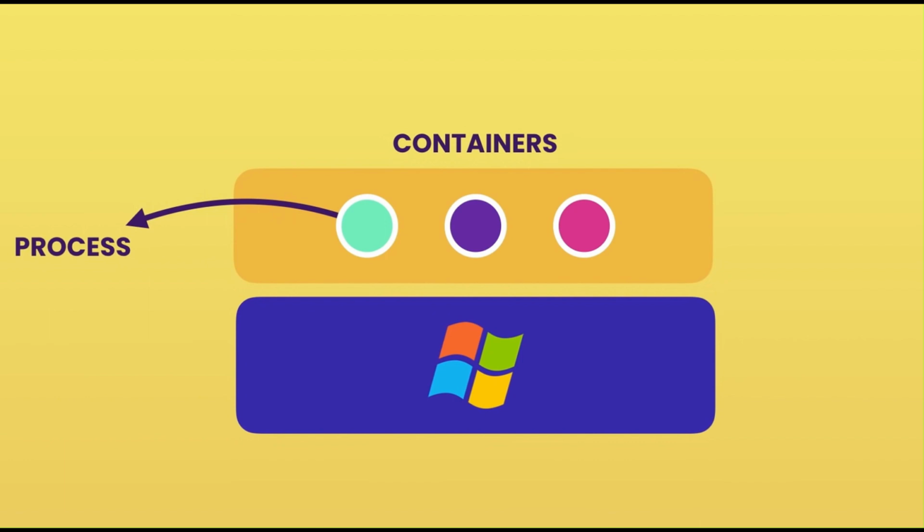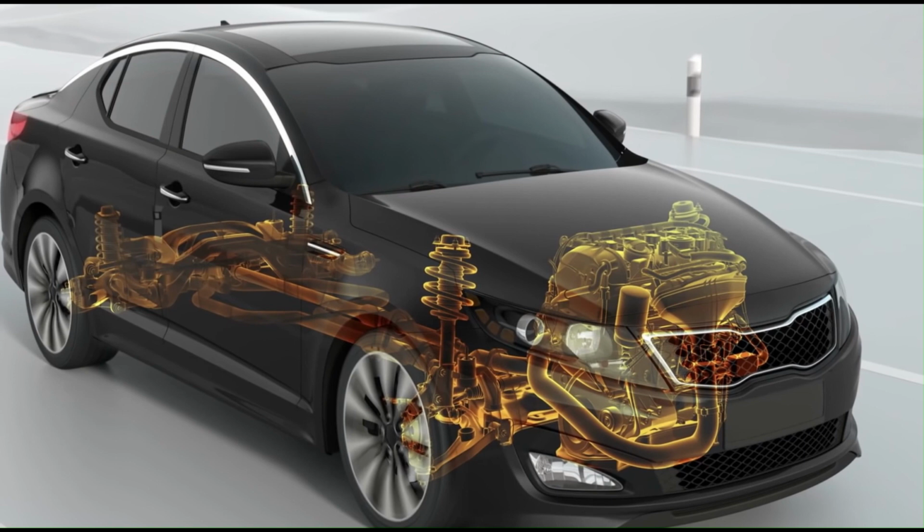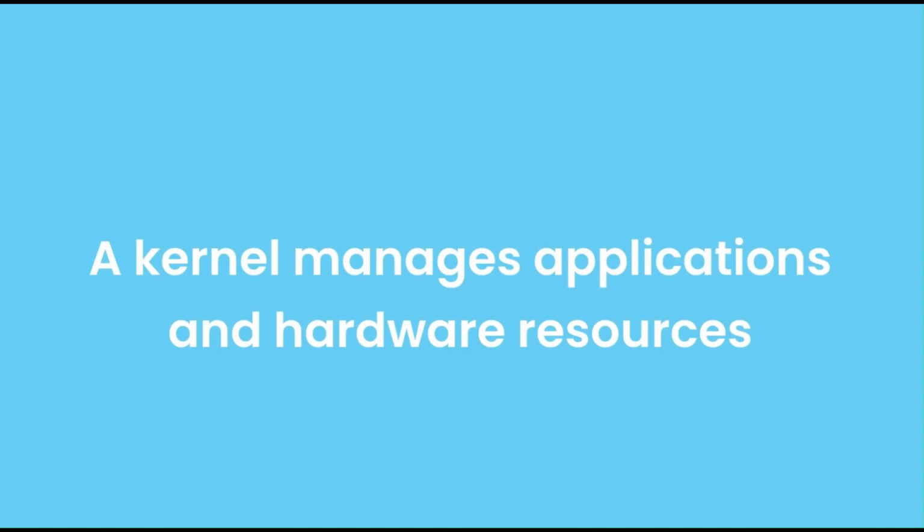Now, as I told you, unlike a virtual machine, containers don't contain a full-blown operating system. Instead, all containers on a host share the operating system of the host. More accurately, all these containers share the kernel of the host. What's the kernel? The kernel is the core of the operating system. It's just like the engine of a car. It's the part that manages all the applications as well as hardware resources like memory and CPU.